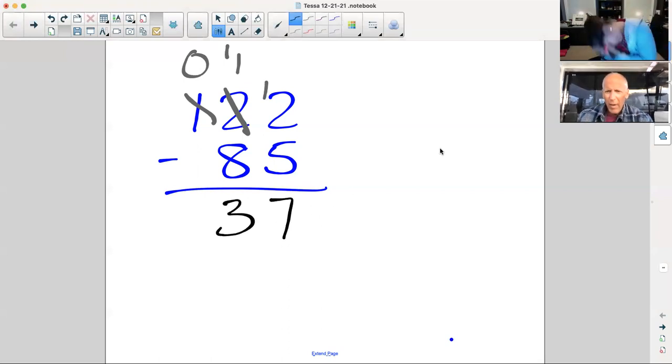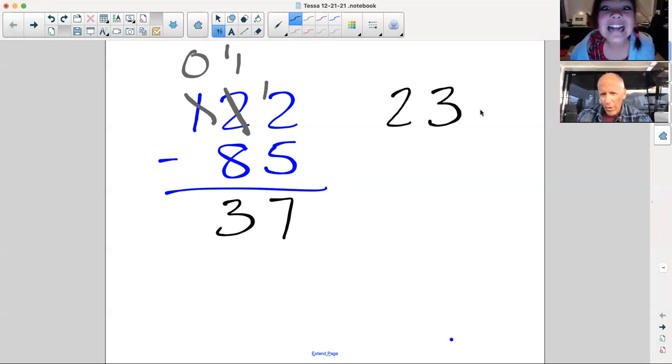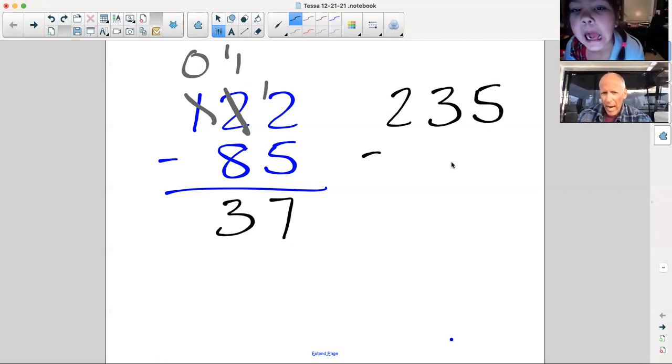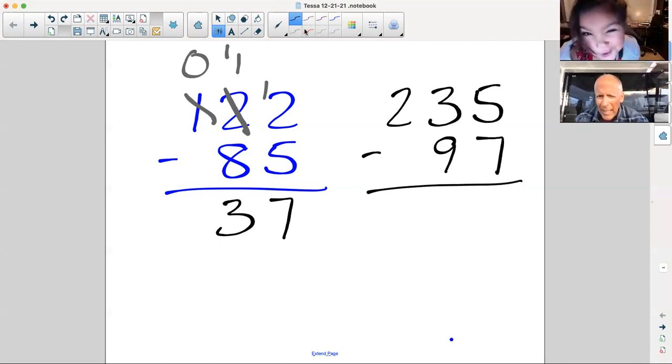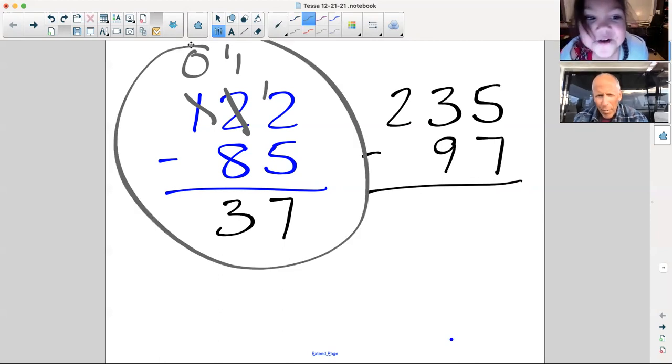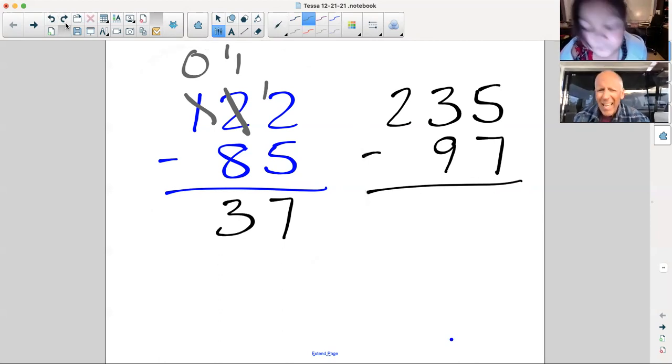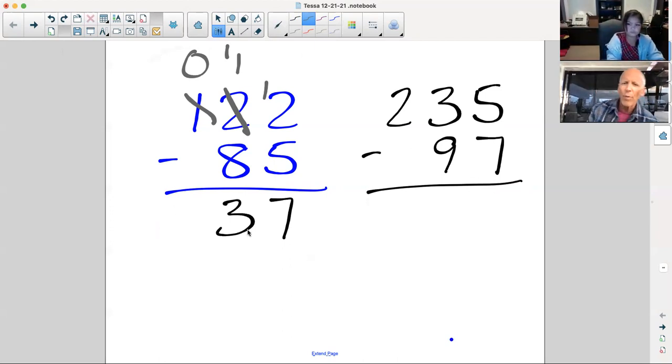Now, Tessa, I'm wondering what happens if you had 235 and you subtracted from that 97. Could you please do that? And maybe you might get some help by looking at the problem we just did that I'm going to leave right next to it. Now, let's see if you can do that on your own. Write it down and then give me the final answer that you get on your own.